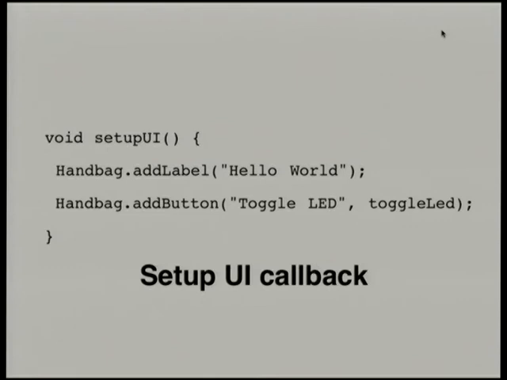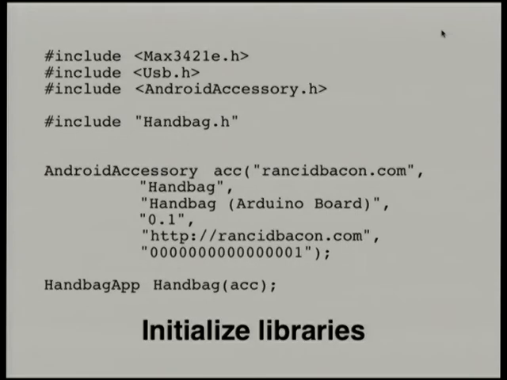Yeah, so basically it returns. The question was, how do you refer to the widget after you've added it? Basically, when you do the add functionality, it returns a widget ID, which I'm not using in this situation. Then there's some boilerplate, which is used to initialize the Handbag and Android accessory libraries. There's a bunch of additional functionality that you can have happen automatically, but we'll skip that at the moment.